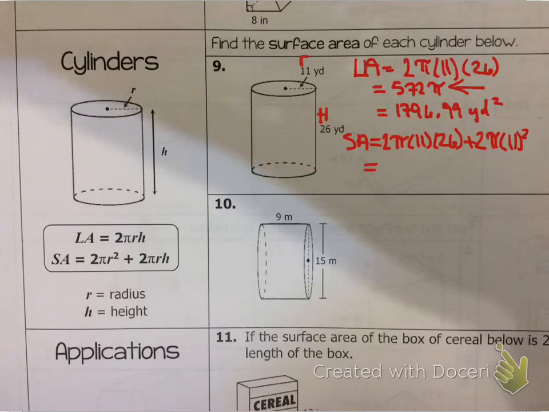So on this one, you would get 814 pi. Notice all I did there was 2 times 11 times 26 plus 2 times 11 squared, leaving out the pi to get that in terms of pi, or I could have gotten the actual numerical answer of 2,557.26. Just pay attention to what I am asking for. Am I asking for it in terms of pi, or a numerical answer? Now you should be able to do number 10 by yourself, and let's see if you can do 11 and 12 also.